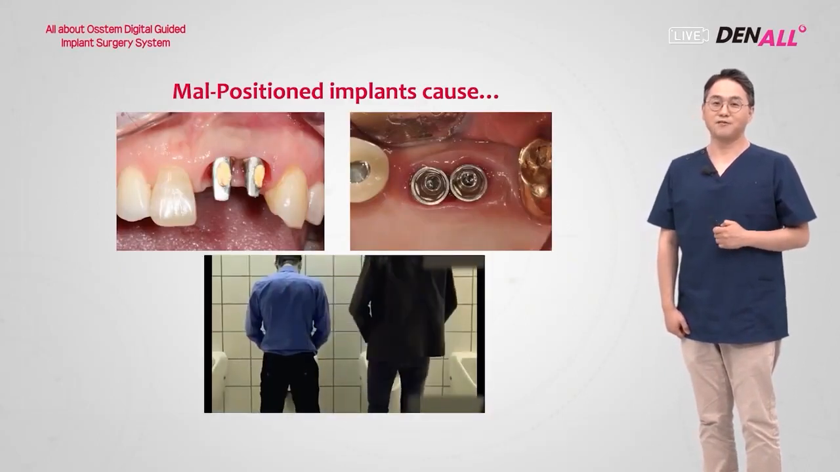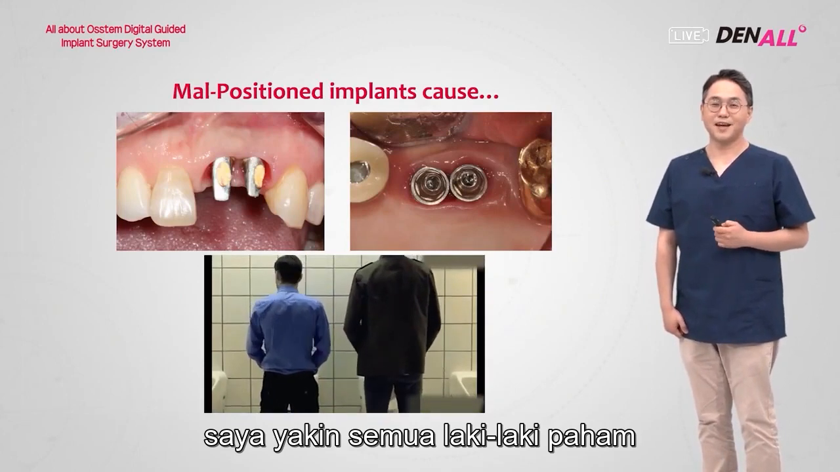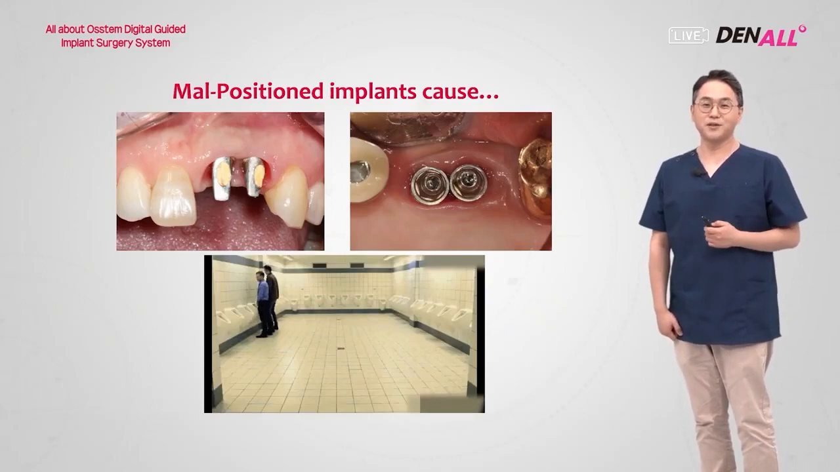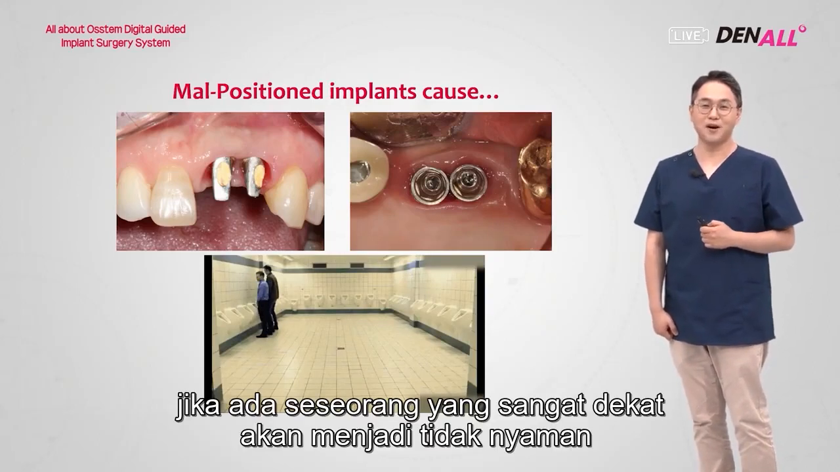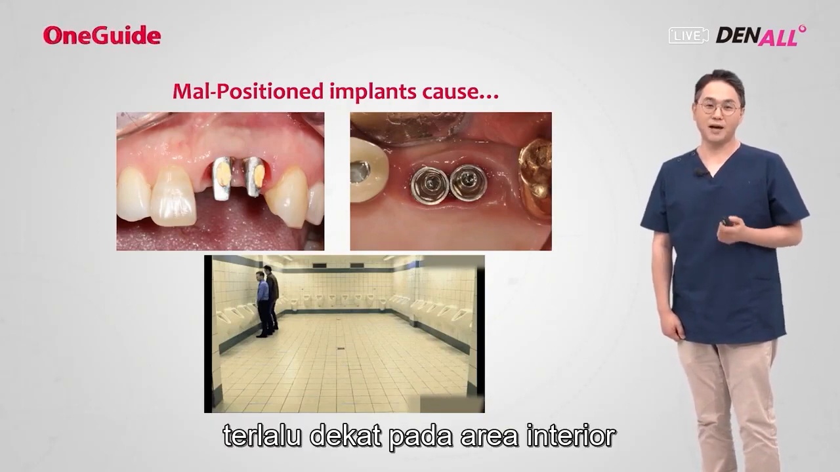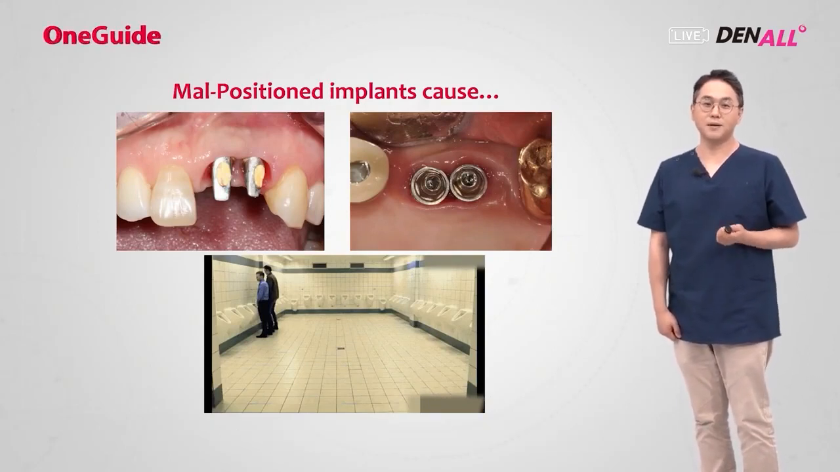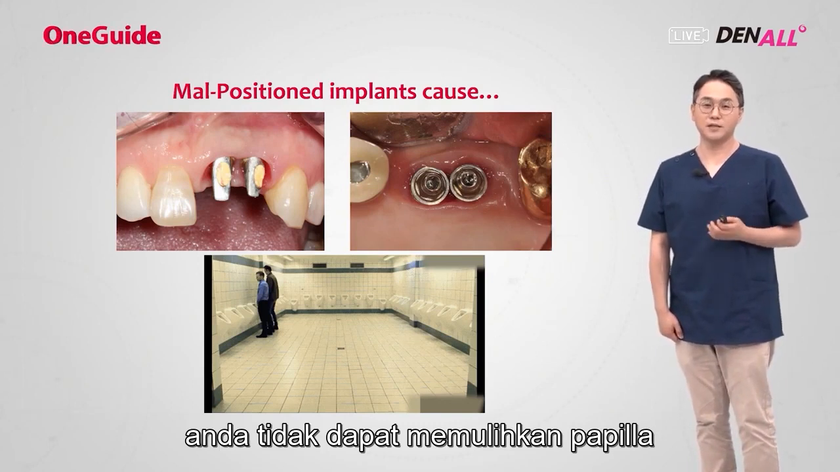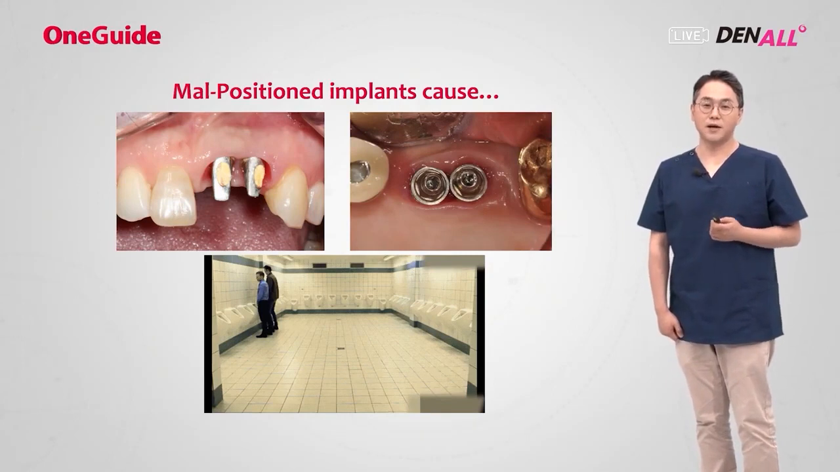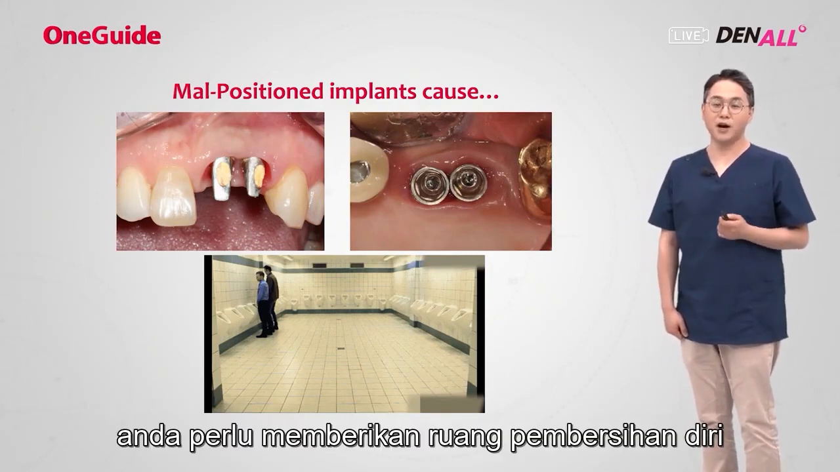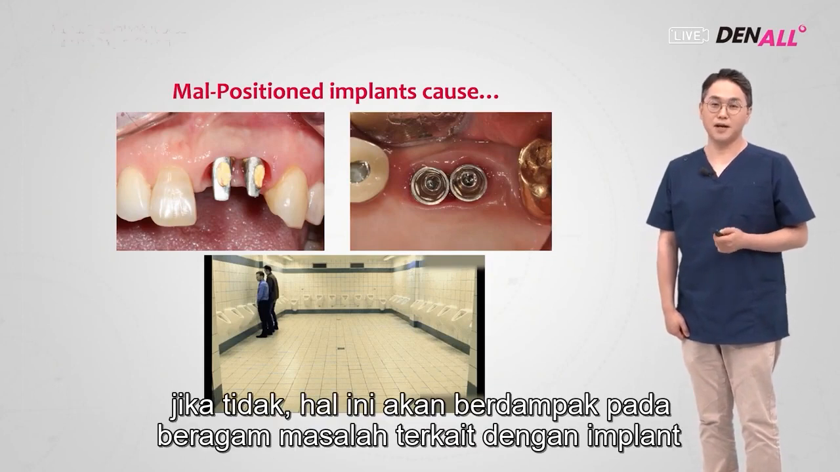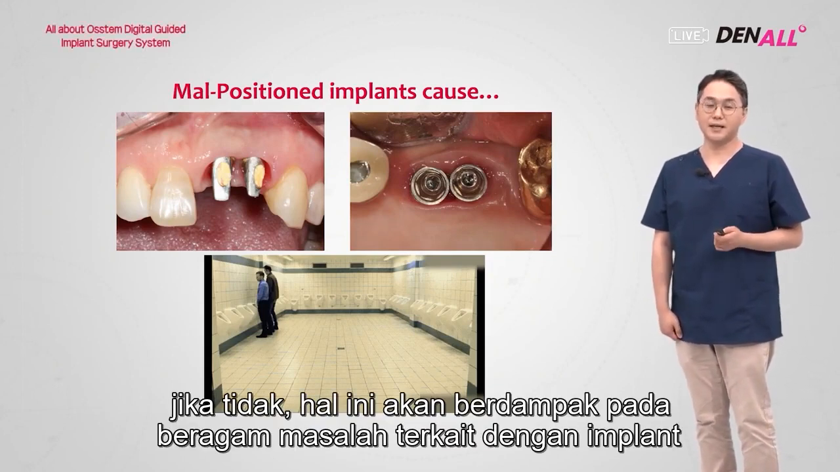How about this? I'm sure all men understand, but if you use a public bathroom, and when you're using it, there's someone very close, it will be very uncomfortable. It's the same with implants. If 2 implants are placed too close in the anterior area, you will not be able to restore papilla and get aesthetically bad results. This is the same for the posterior region as well. You need to give patients self-cleansing space to allow good oral hygiene, or else there could be various implant-related issues.